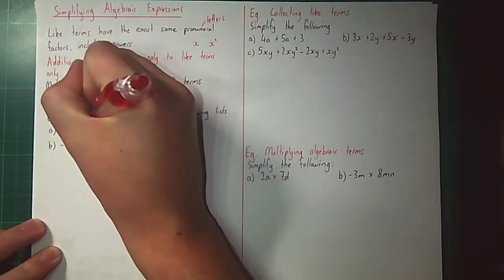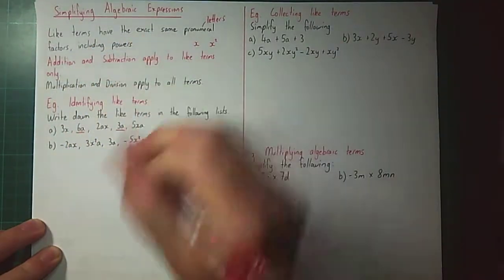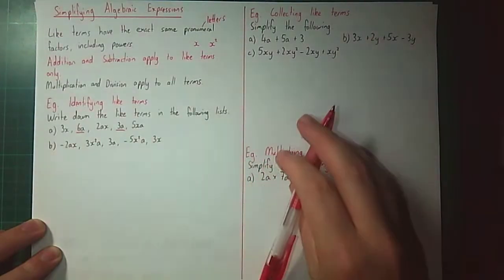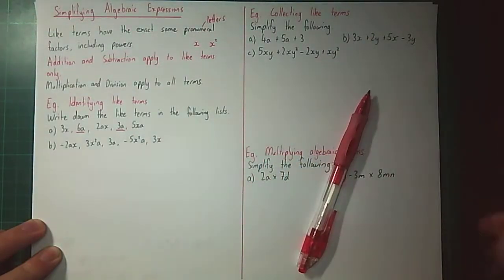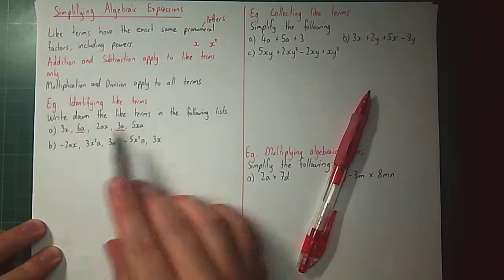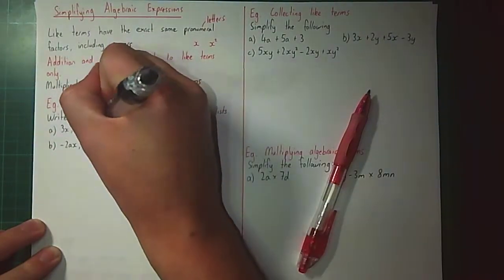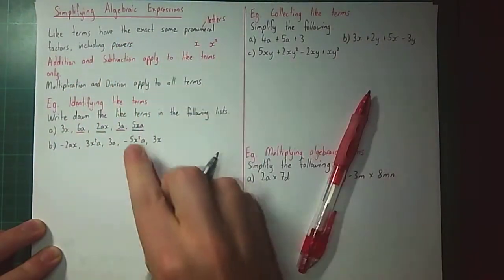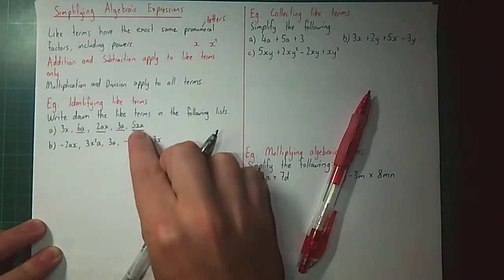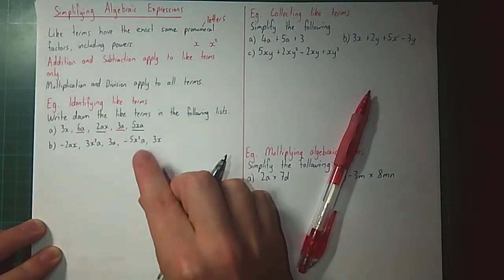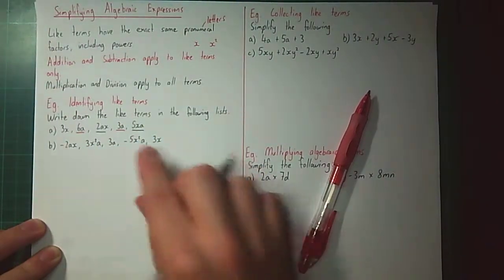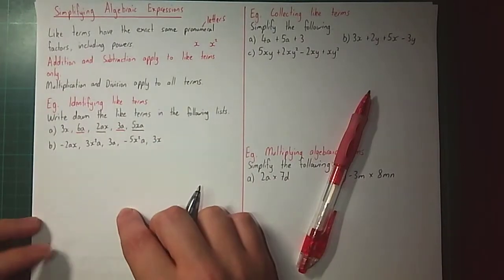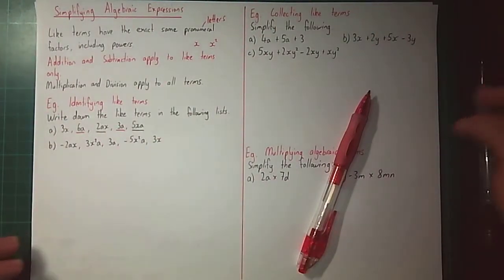We do, however, have 6a and 3a. They both have an a, so that works. The only other situation we have is ax and xa. They're like terms as well. And the reason why is because just because the arrangement is different doesn't mean that the letters aren't the same. They're exactly the same. So we can just count that as like terms.